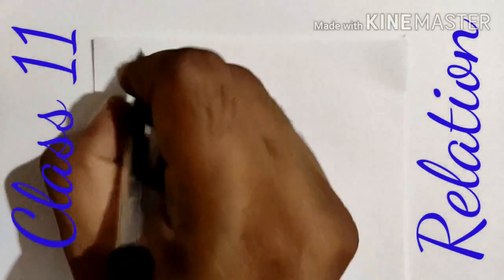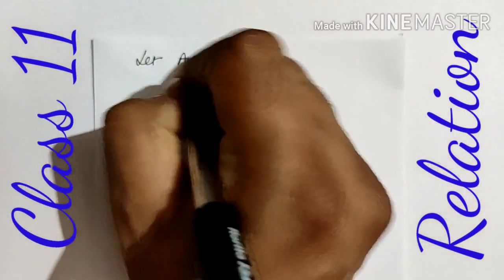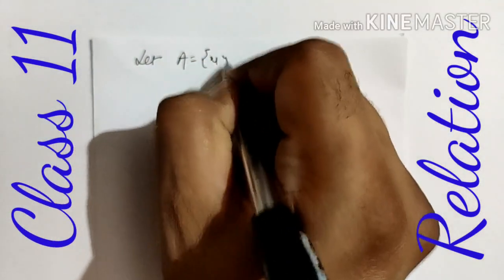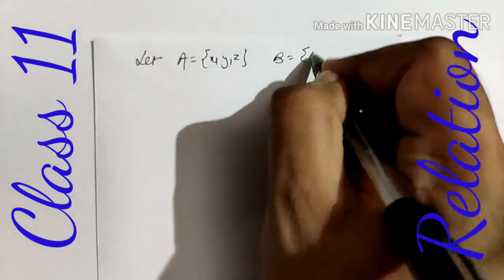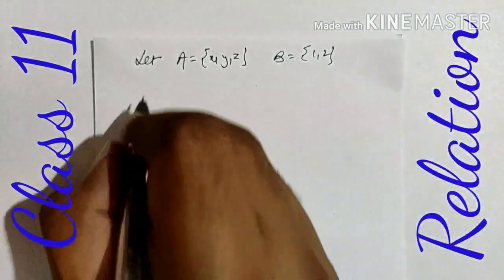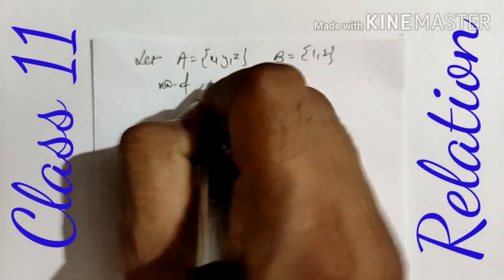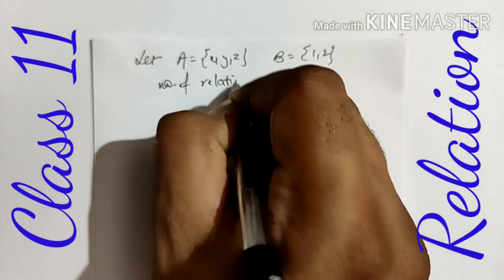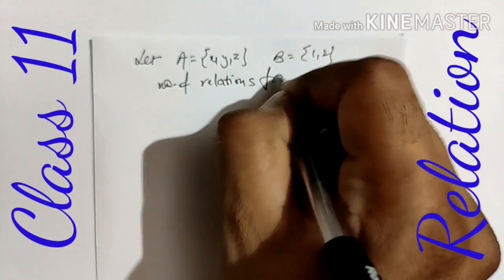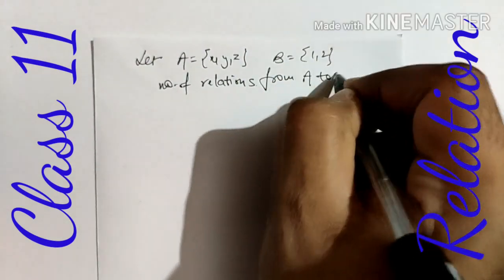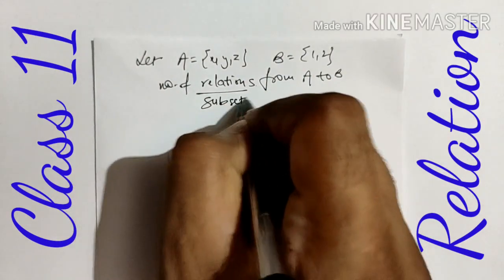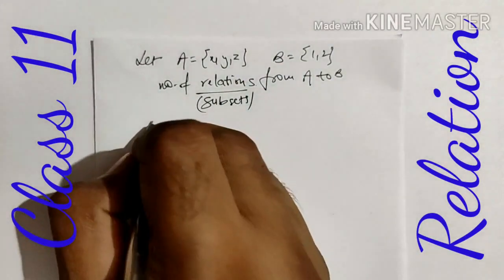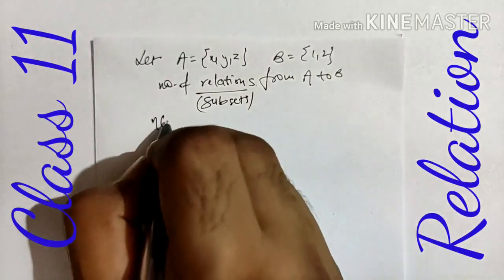Now look at another example. Let set A be given by x, y, z, and B is another set given by 1, 2. We have to find the number of relations from set A to set B. A relation is nothing but a subset, which we did in chapter 1.